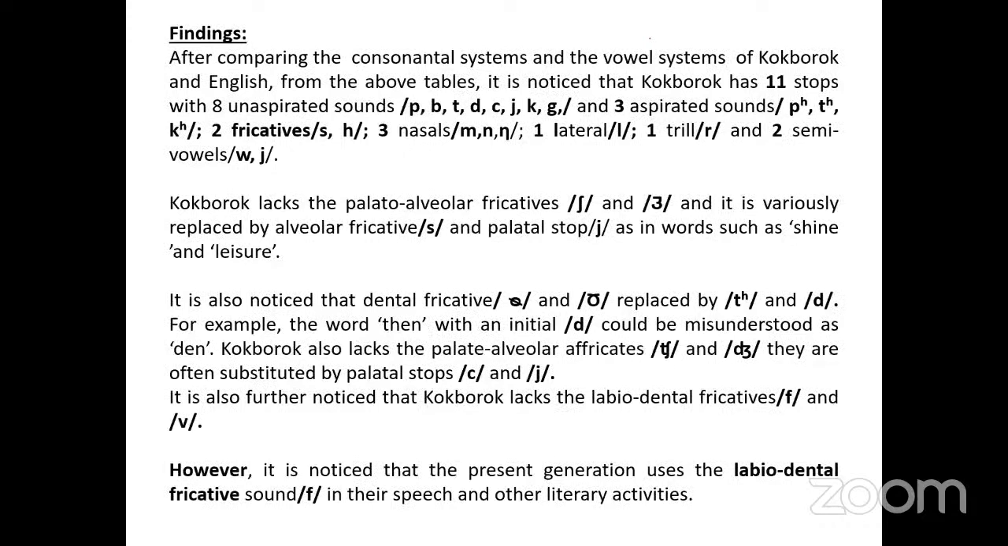So after comparing and analyzing those consonantal charts and the vowel chart, we have found that Pauperok has 11 stops with 8 unaspirated sounds. Examples are given. It has 3 aspirated sounds, 2 fricatives, and three nasals. These are the findings after the comparison of the two sound systems.